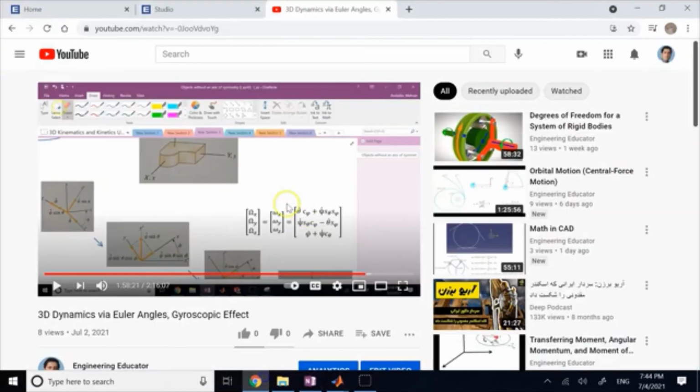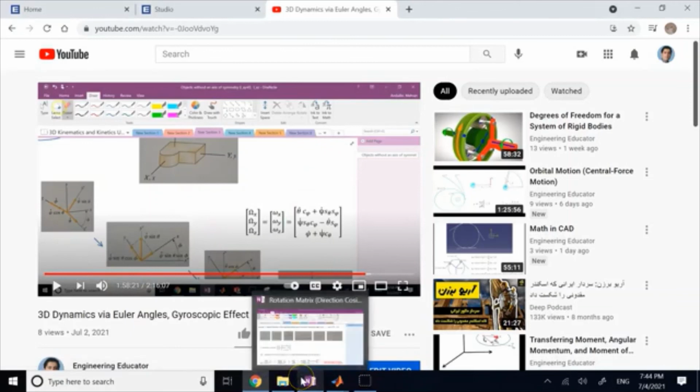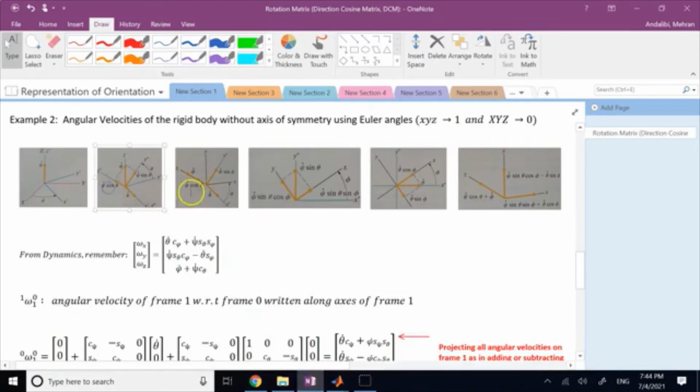So if you watch that video somewhere around this 1 hour 50 something minutes, you see I'm showing you, and I'm going through all of these pictures one by one, and I'm showing you that if you want to project all of the three angular velocities of the rigid body, the first one is psi dot, which is the object has rotated about the z-axis by angle psi with angular velocity psi dot. Once it's gone to the intermediate position, we call it x prime, y prime, z prime.